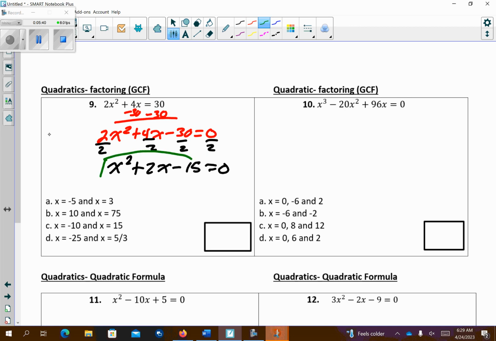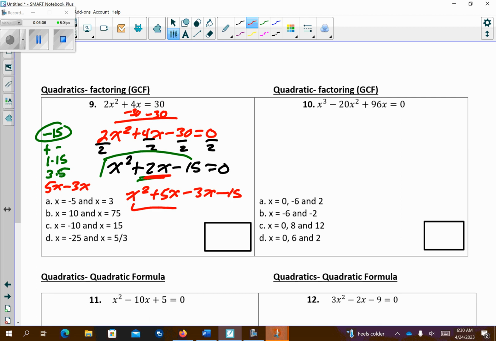So negative 15. In order to get a negative when multiplying, I need to have one positive and one negative number. The factors of 15 are 1 and 15 and 3 and 5. Are either of those two away from each other? And the answer is yeah. So I'm going to have a positive 5x and a negative 3x that I'm going to replace right here. So that's going to give me x squared plus 5x minus 3x minus 15. I can factor an x out. I can factor out a negative 3.